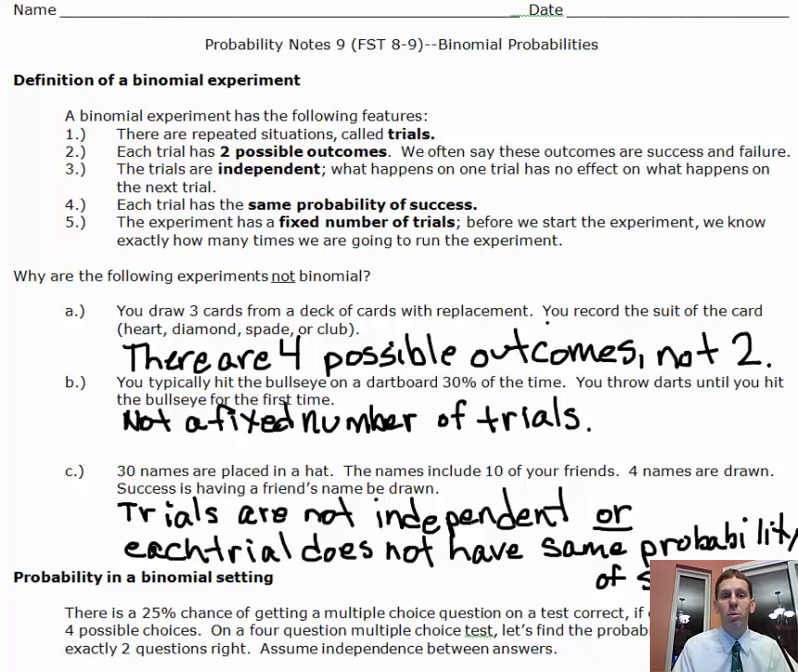In letter B, you hit a bullseye 30% of the time and you throw darts until you hit the bullseye for the first time. Here, I don't know how many times I'm going to have to throw the darts until I get a bullseye. So we don't have a fixed number of trials.